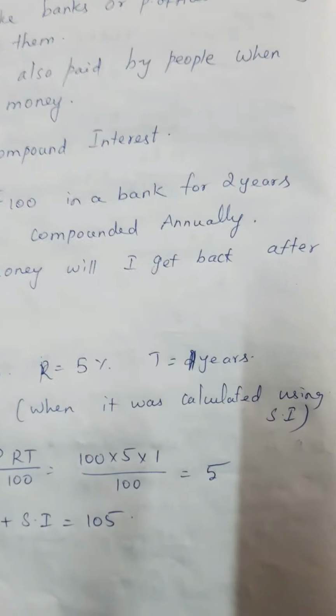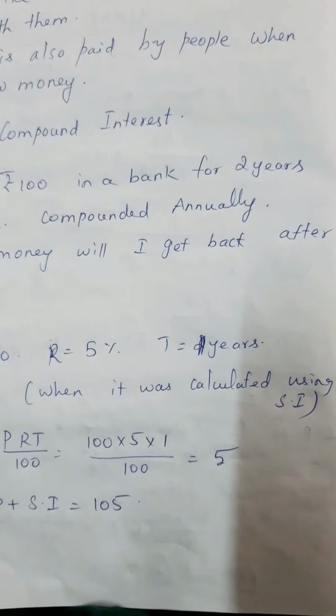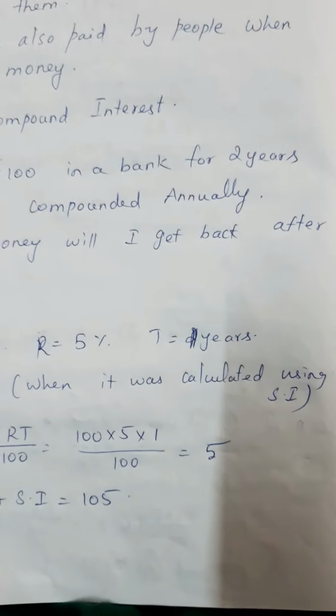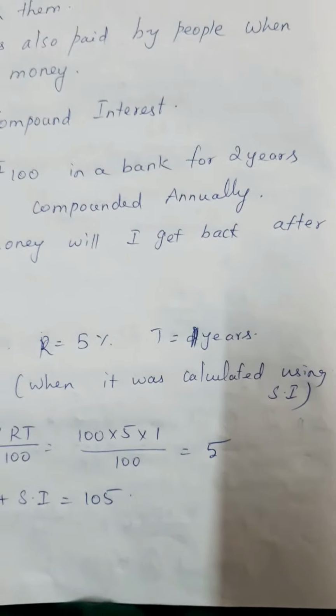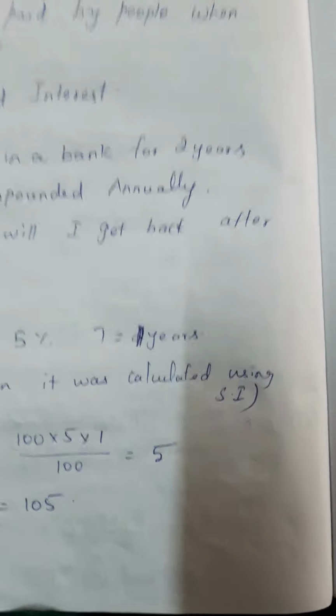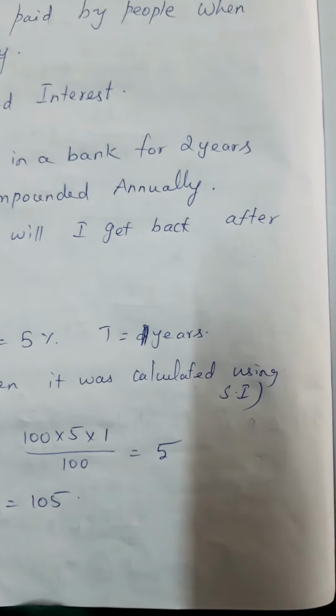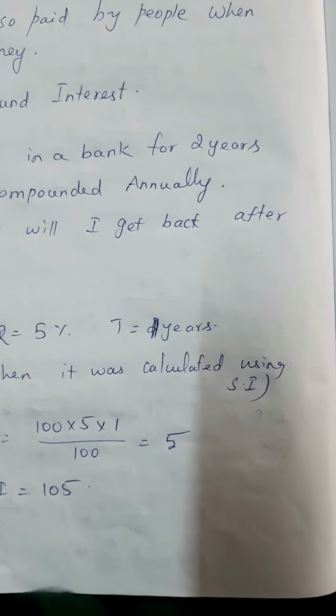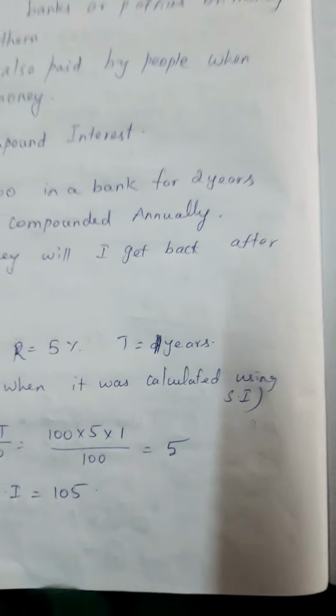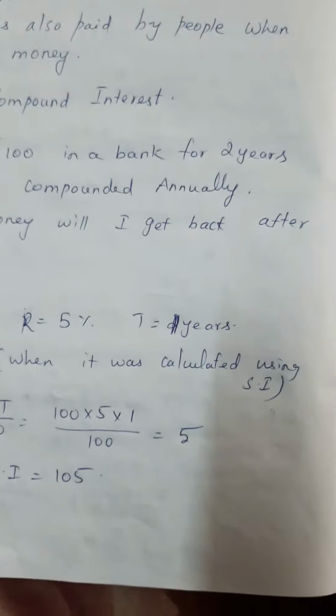So now how much money is in your account? 105 rupees. So at the beginning of the second year they will take the principal as 105 rupees, because 105 rupees is in your account, and for 105 rupees they will calculate the interest. Naturally it must be a greater amount than the simple interest. This is known as compound interest.